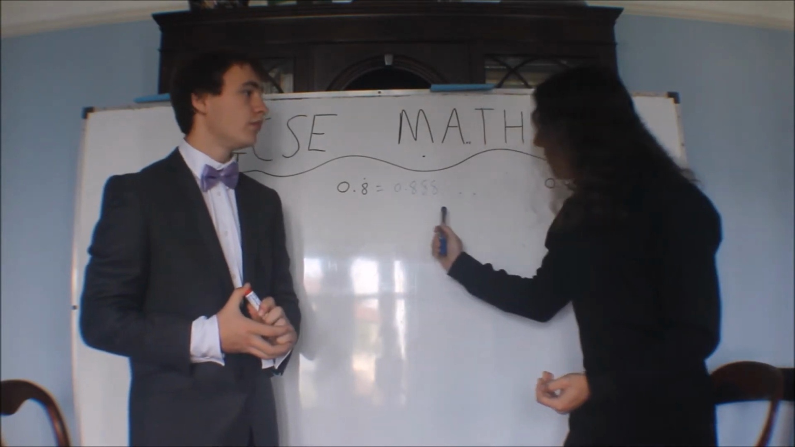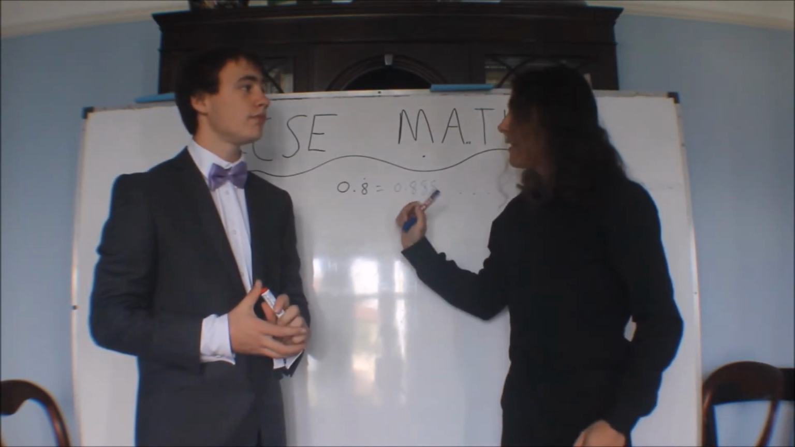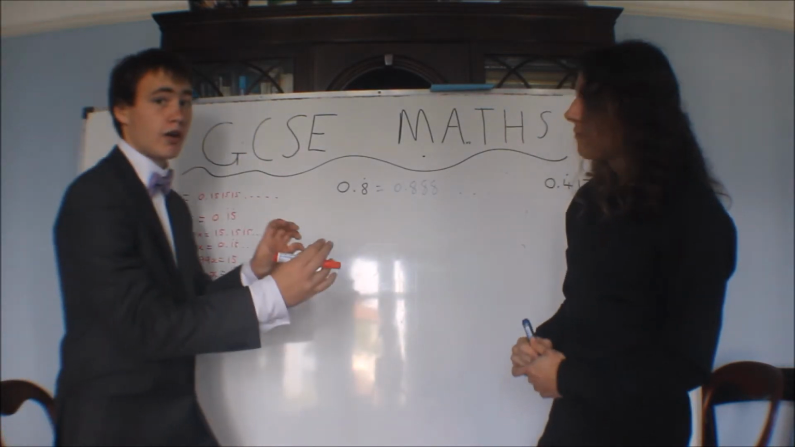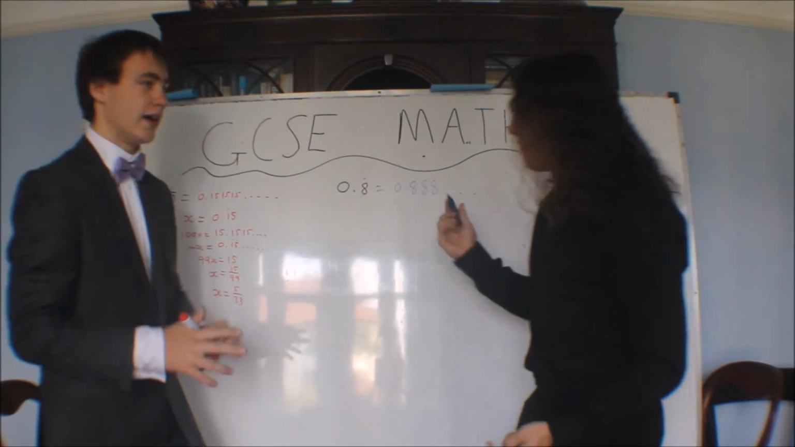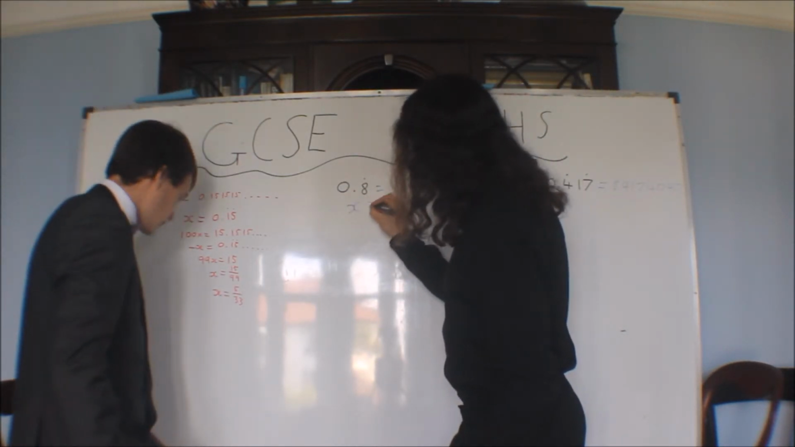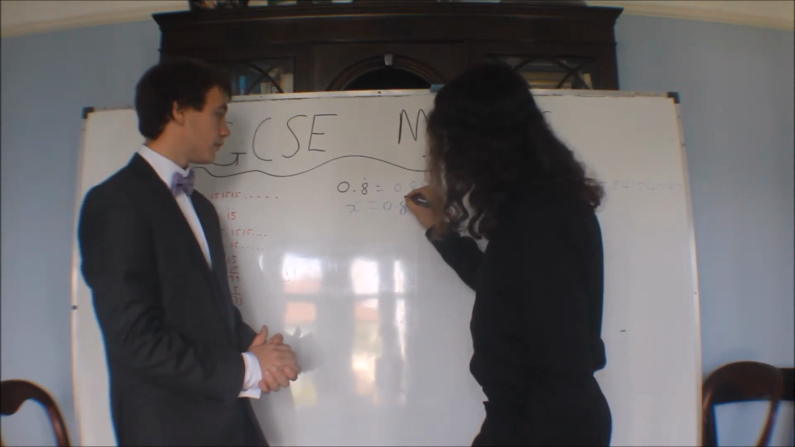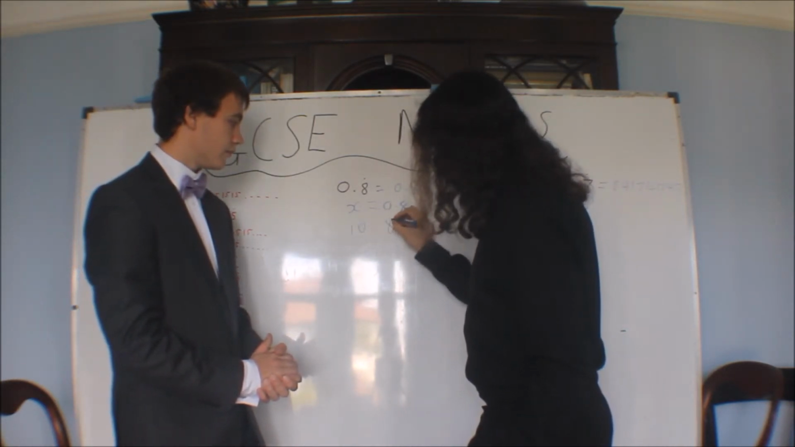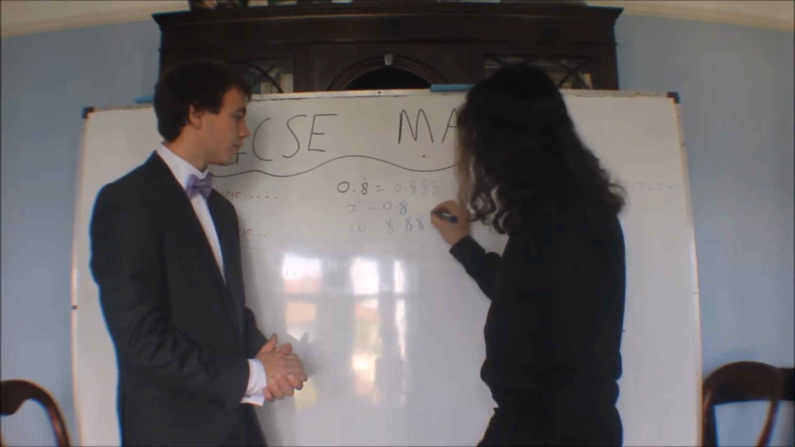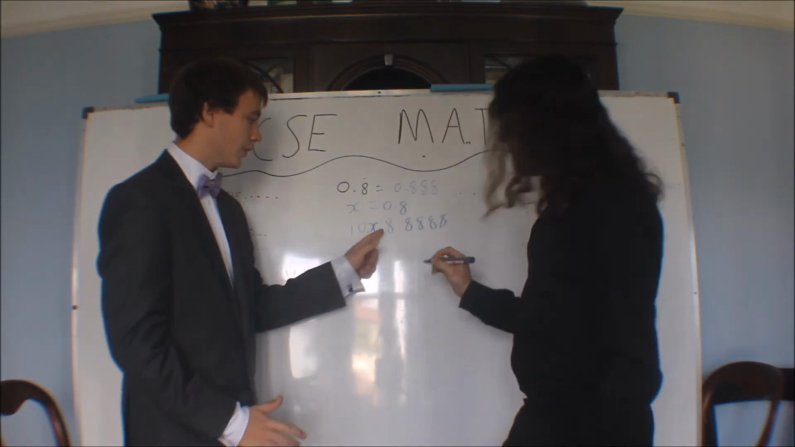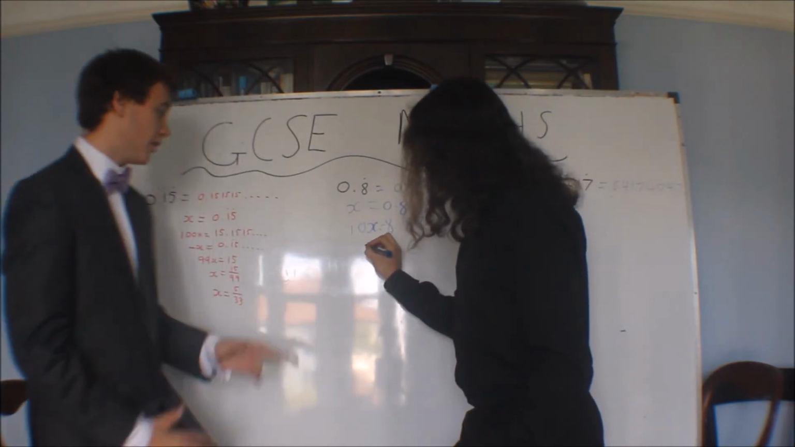And we're going to show this one as well. It's a bit different because you times it by 10 instead of 100, because you're trying to get all of the recurrence over this way. We thought we'd show you it anyway, even though it's the same thing. So we have x, which equals 0.8 recurring. Then we're going to have 10x, which equals 8.8 recurring. And that's the only difference between that one and this one.